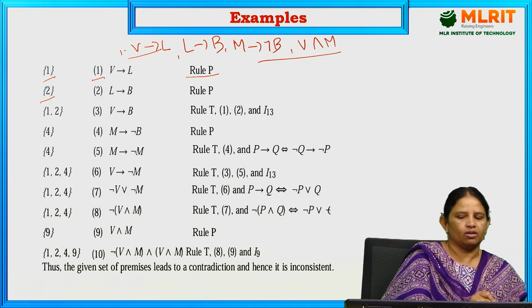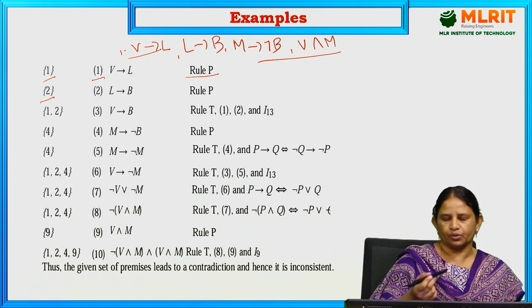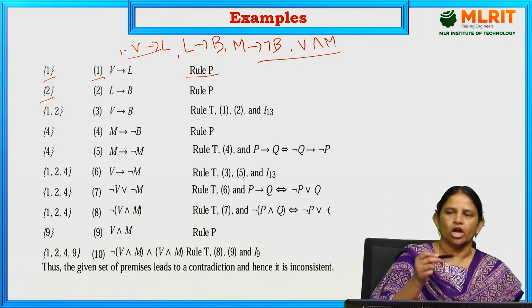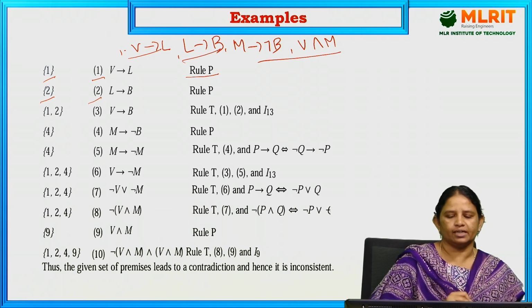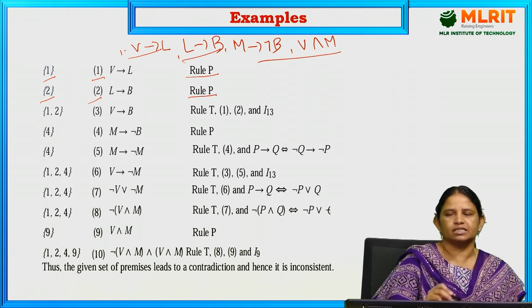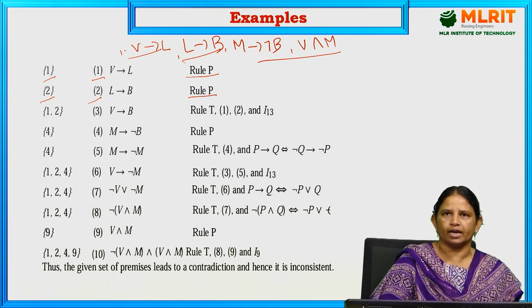Then the second one, it is a new premise. We can consider it as step number 2, L tends to B. L tends to B already exists in the set of premises. We can call it rule P.